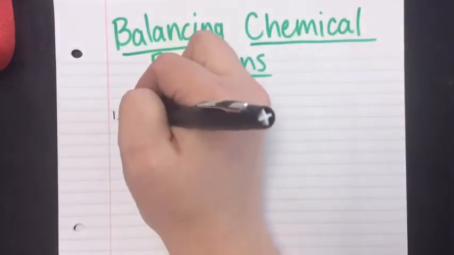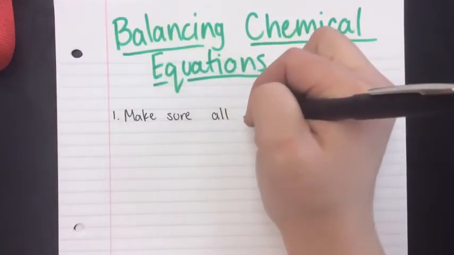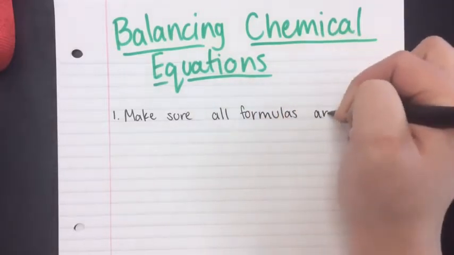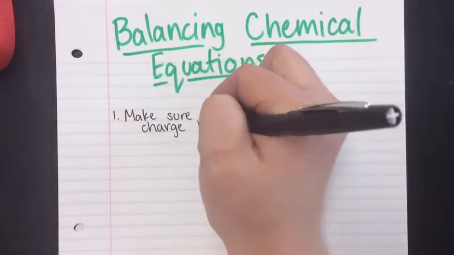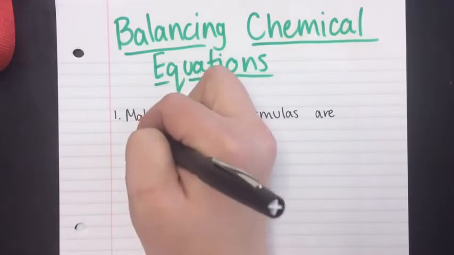There are 3 steps to balancing chemical equations. Step 1. Make sure all formulas are charge balanced. Don't forget diatomics.